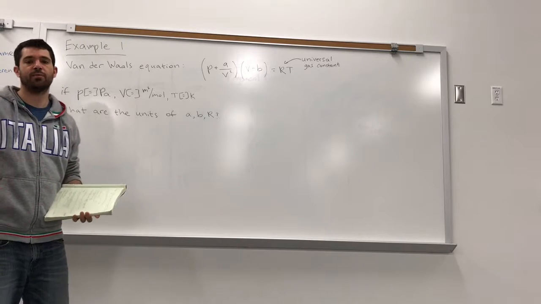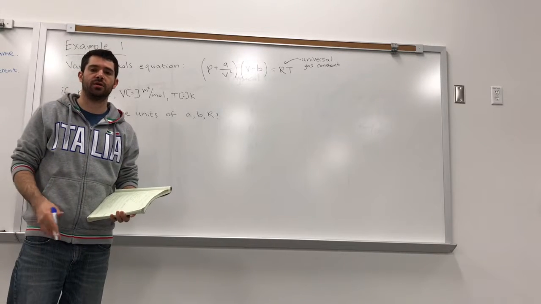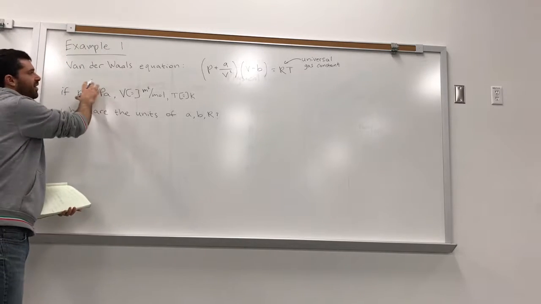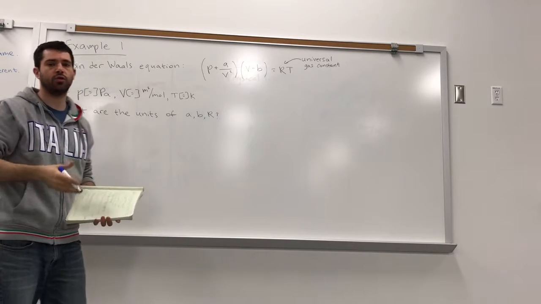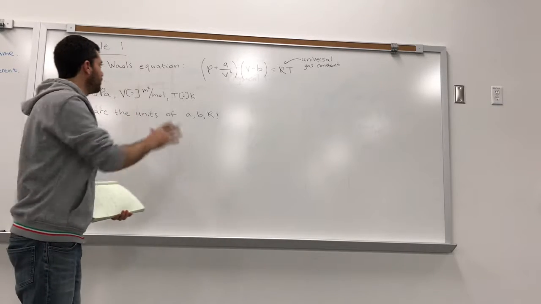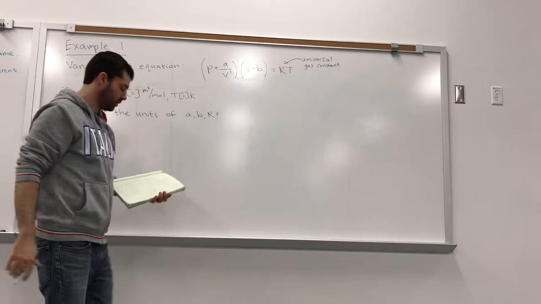So let's do our first example, which illustrates how to use the rules of dimensional consistency. In this example, we're given the van der Waals equation. This equation is an equation of state for gases that we're going to talk about later in the course, but this is what the equation looks like.